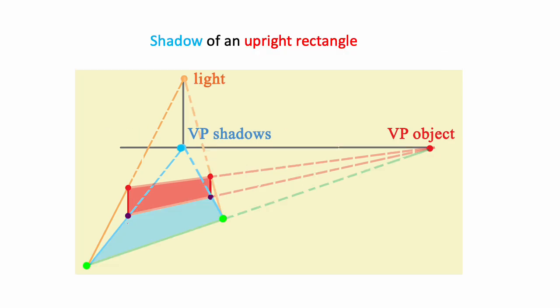Finding the shadow of this rectangle is then easy. We draw two light triangles on either end, as you see here. So we get these green dots. We connect them together, and all this is the shadow. And notice that this shadow also converges towards the same vanishing point as the object.